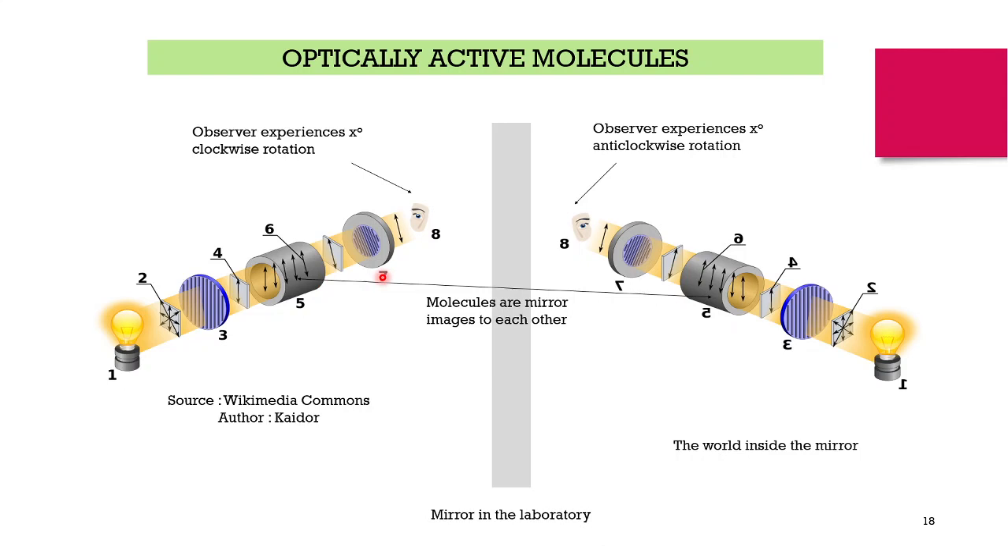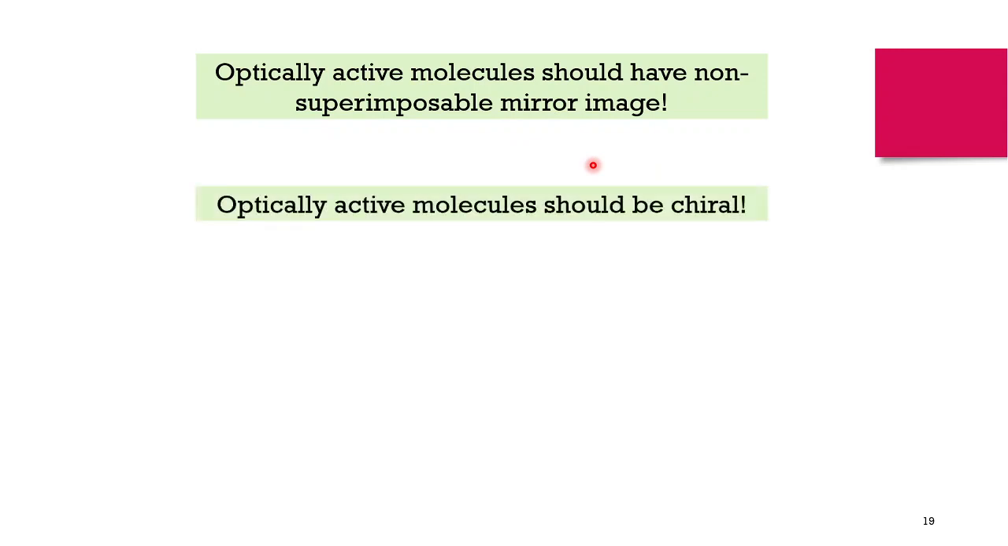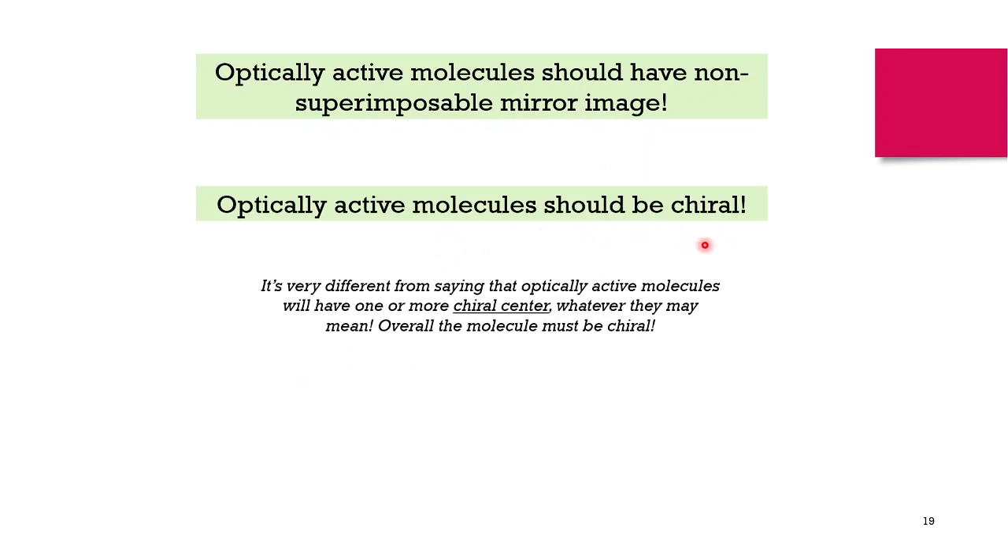If you haven't seen my lecture on chirality, I will post a link in the description so that you can watch that video in which I have explained what chiral objects are. So these molecules must be chiral. Optically active molecules have a non-superimposable mirror image, which is the definition of chirality also. A chiral object has a non-superimposable mirror image. So optically active molecules should be chiral, right?